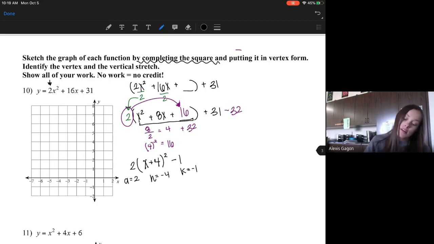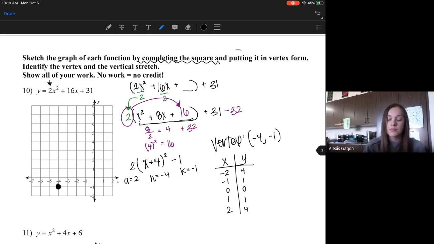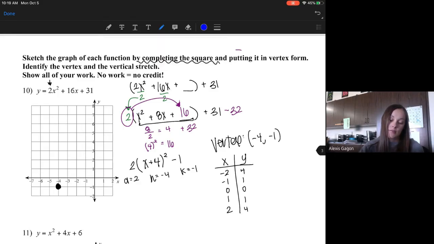So then our vertex here is negative 4, negative 1. So back 4, down 1. There's our vertex. And then we need to figure out what the rest of this graph looks like. So we're going to look at our table from before. So negative 2 to 2. So it'd be 4, 1, 0, 1, 4. And I am going to multiply by our a value. So a equals 2, so I'm going to multiply by 2.